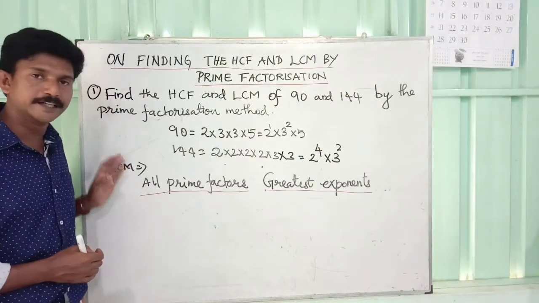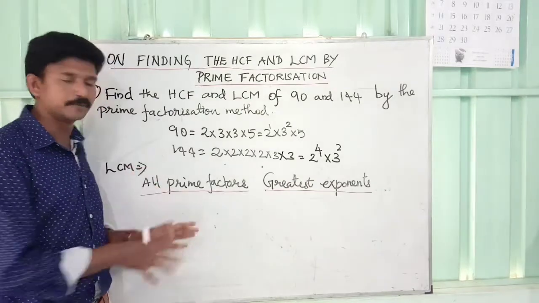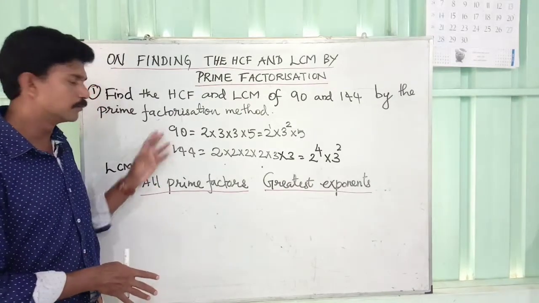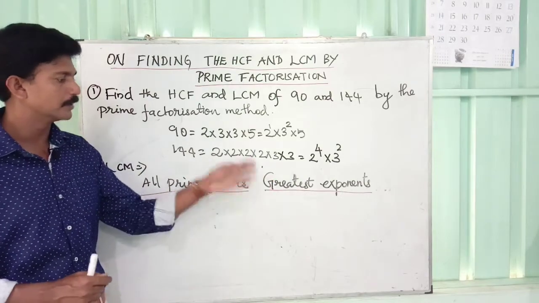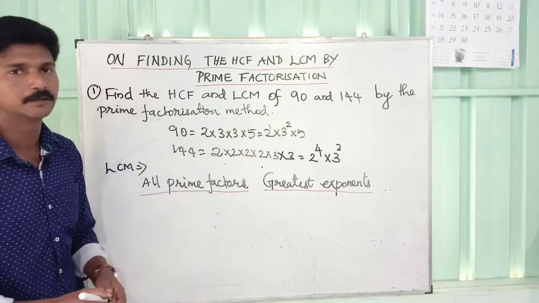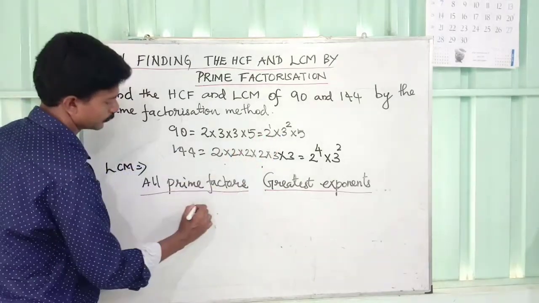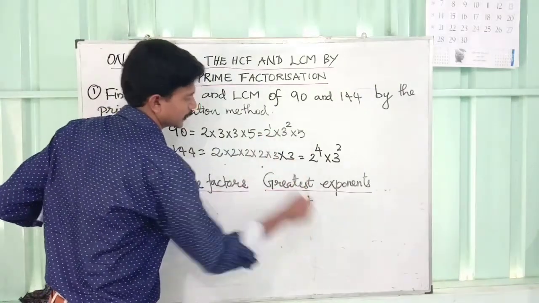Next we are going to find the LCM. For finding LCM, we need to list out all the prime factors of both numbers. Then we have to write the greatest exponent of each. For example, we select the first prime factor 2. What is its greatest exponent? 1 and 4, so 4 is the greatest.